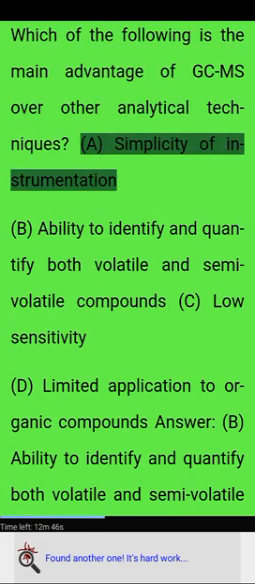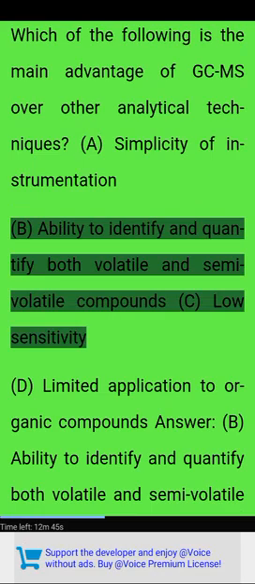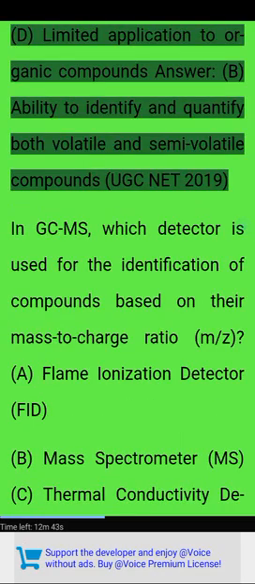Which of the following is the main advantage of GCMS over other analytical techniques? A. Simplicity of instrumentation. B. Ability to identify and quantify both volatile and semi-volatile compounds. C. Low sensitivity. D. Limited application to organic compounds. Answer: B. Ability to identify and quantify both volatile and semi-volatile compounds.